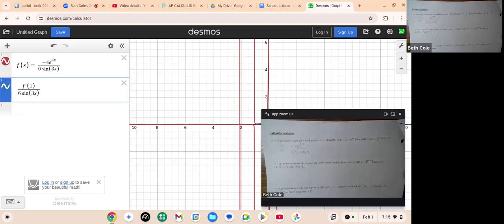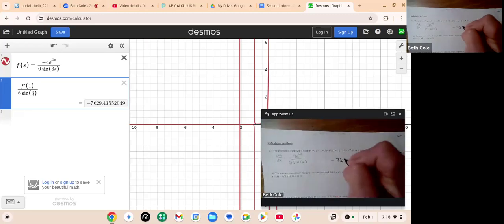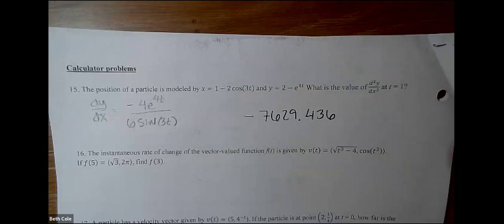I just need to plug in 1, which 3 times 1 would just be 3. So this is the answer that we want. So negative 7,629 points. Now, I would write 435 if it was a free response question. I would truncate 435. On the AP exam, when it's multiple choice, they do round. So it'll be rounded up. But no 2 answers are going to be close enough where that would even be an issue. Like you'll be able to pick the right one.